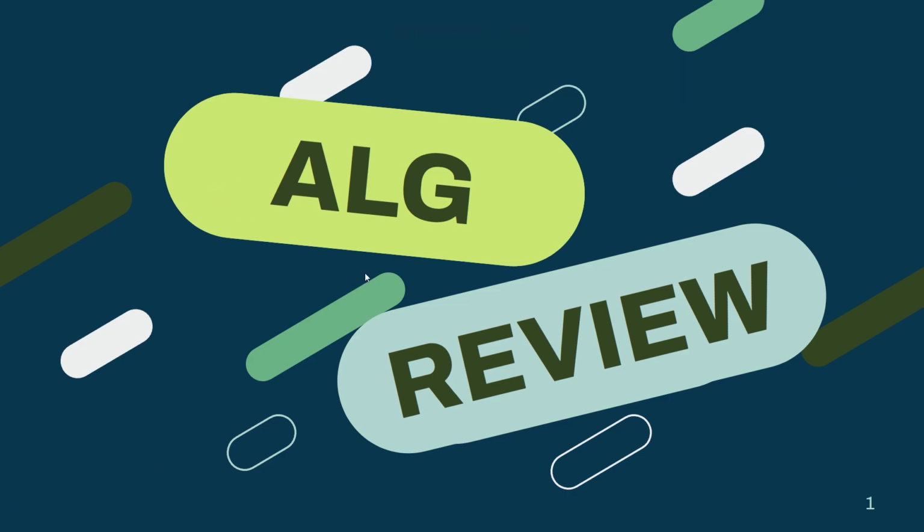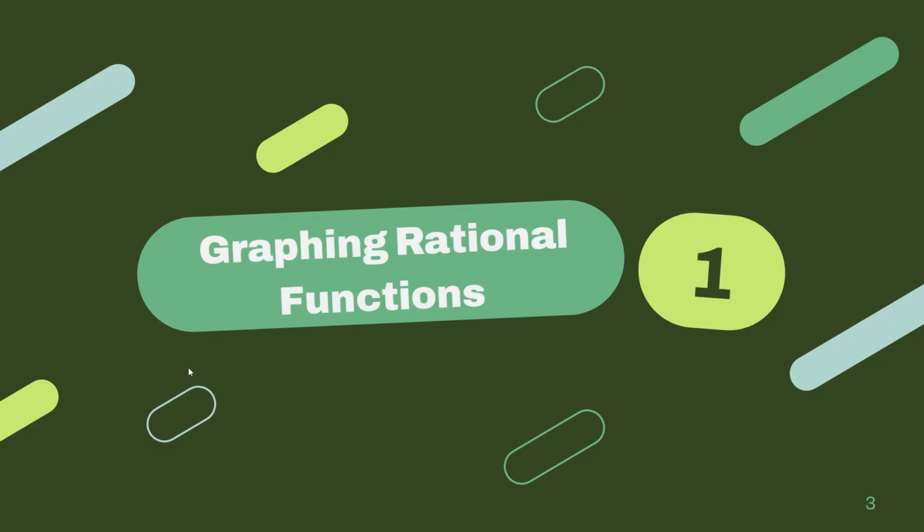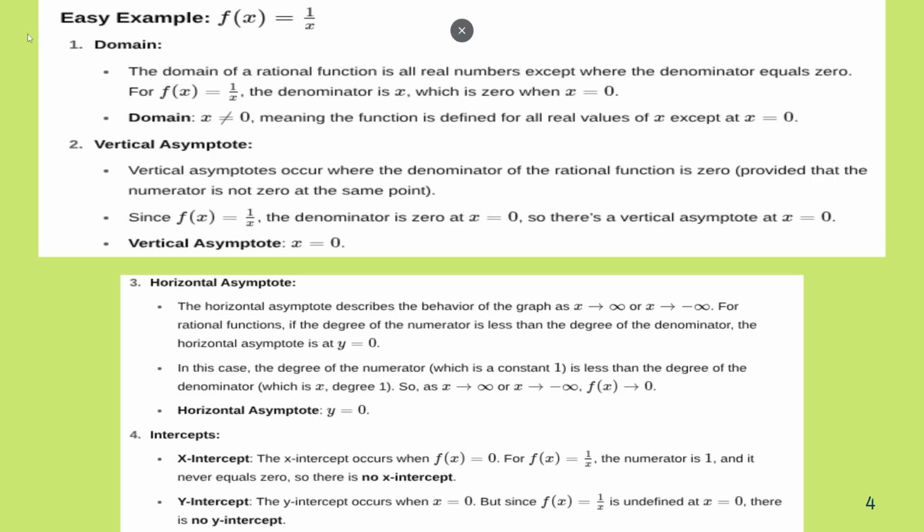Welcome to my 4th hour Mr. Foor algebra review. What we're going to go over is graphing rational functions, converting degrees to radians and radians to degrees, and learning about coterminal angles. First we're going to be learning about graphing rational functions. We'll start off with an easy example, 1 over x.